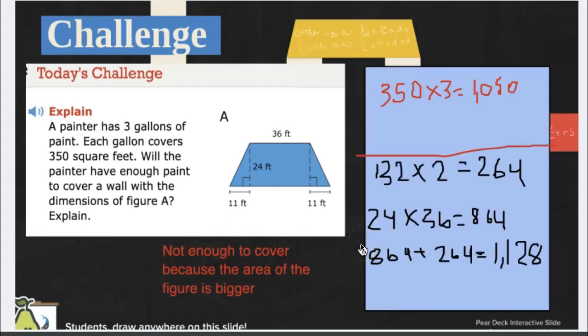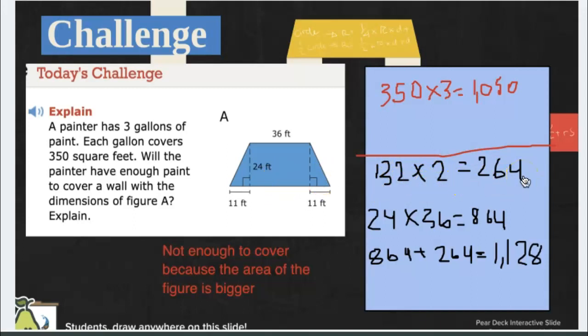This is from Selena. So she did 350 times 3 to make it 1,050. She got that from here: 3 gallons of 350 square feet. So that gives the area of paint that could be covered by 3 gallons, which is 1,050. For the area of this trapezoid, she cut this into 3 shapes: a triangle, the rectangle, and a triangle. So here is 132 times 2 equals 264.